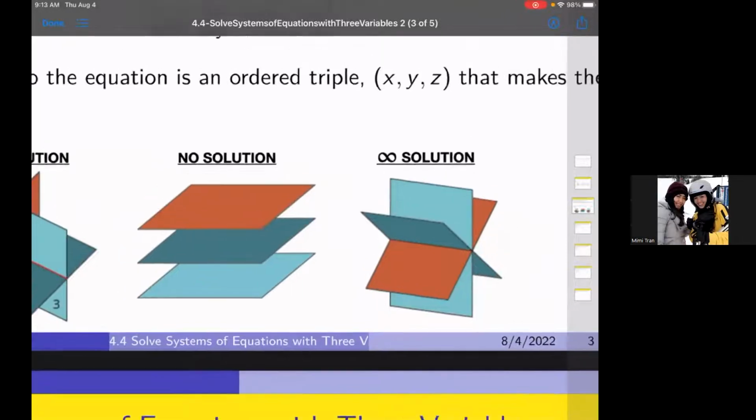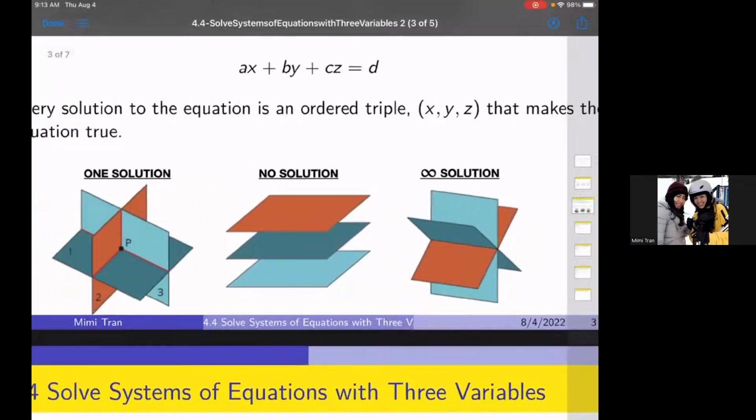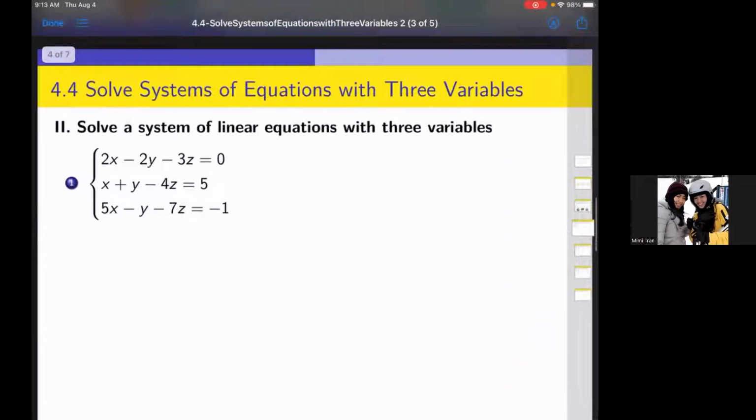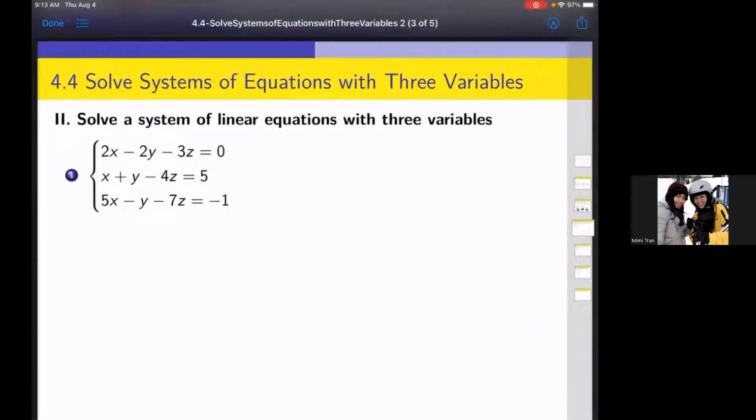Okay, so I just want you to know what that means. I'll explain it to you later. When you solve a system of equations, you have one solution, no solution, or infinitely many solutions. You get a sense of how it looks geometrically. But I'm going to show you how to do this algebraically. So let's take a look at this example.